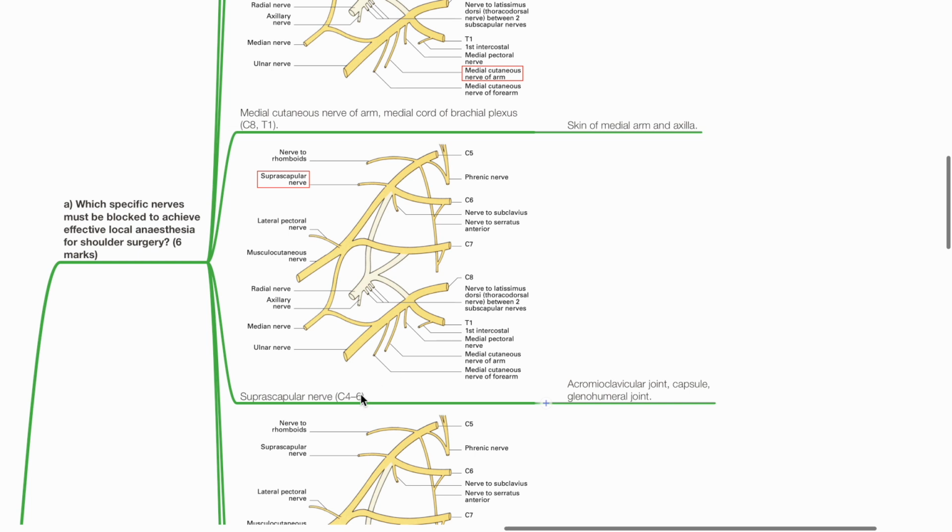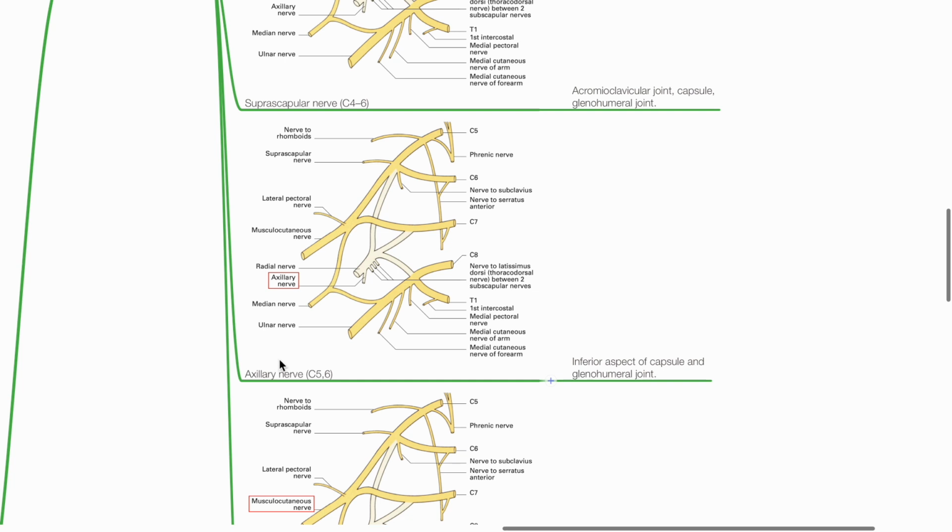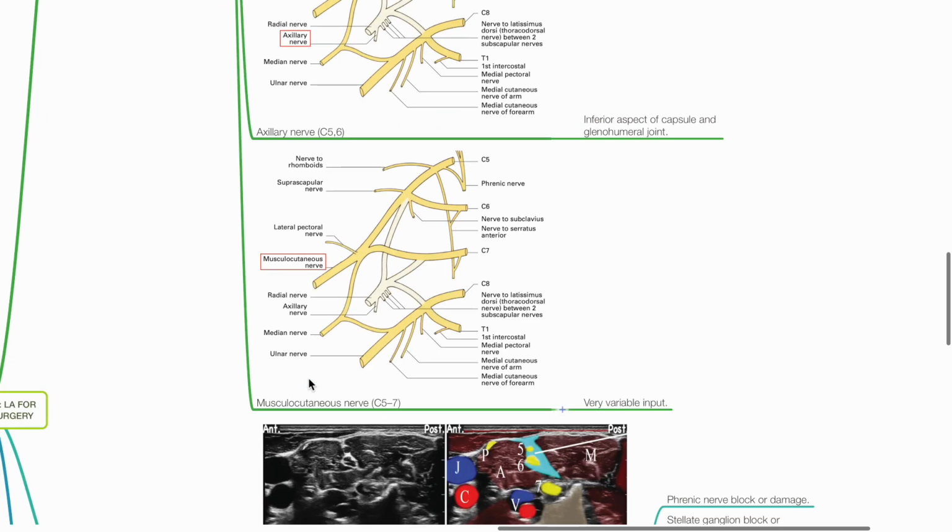The suprascapular nerve from C4 to C6 supplies the acromioclavicular joint, capsule, and glenohumeral joint. The axillary nerve from C5-C6 supplies the inferior aspect of the capsule and glenohumeral joint. And the musculocutaneous nerve from C5 to C7 has very variable input.